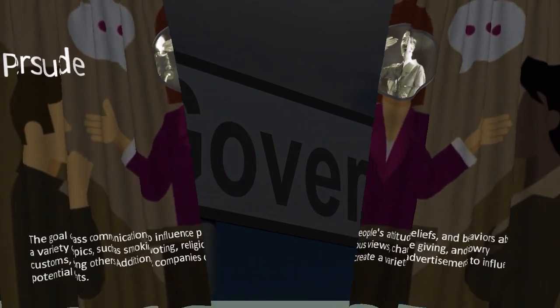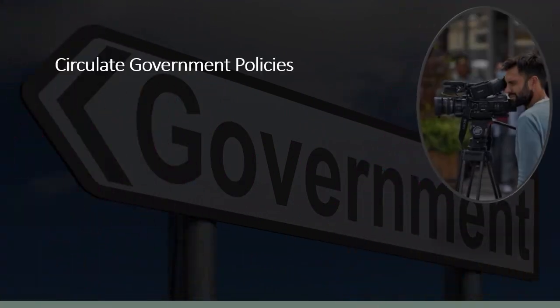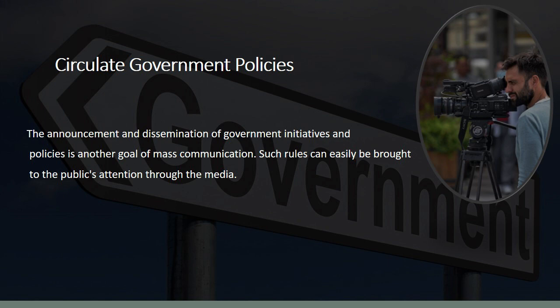Now coming to the next point, that is government policies, to circulate the government policies. Mass communication also helps the government to circulate their policies, rules and regulations to the masses. Government is a part of democracy. Democracy means public, and the public must know the rules and regulations. These rules and regulations are disseminated via mass communication.